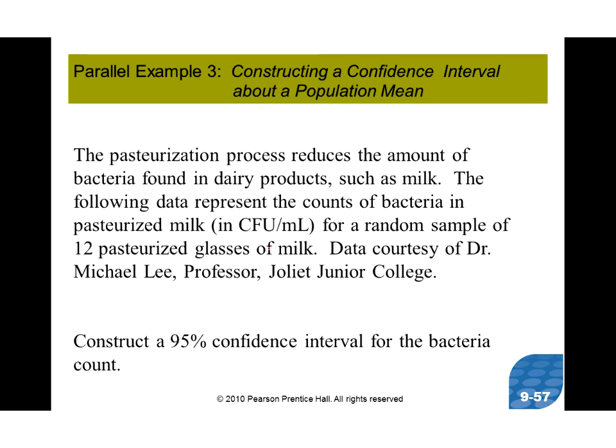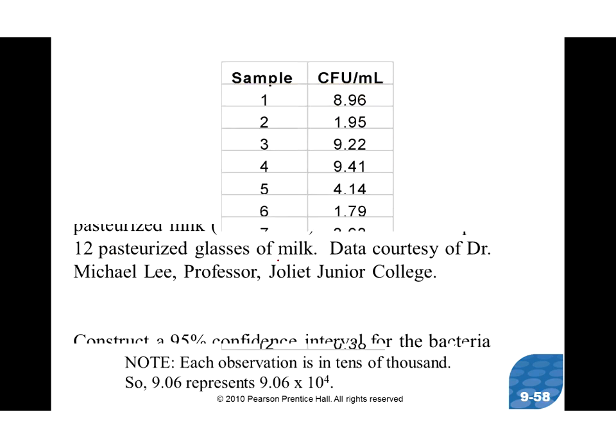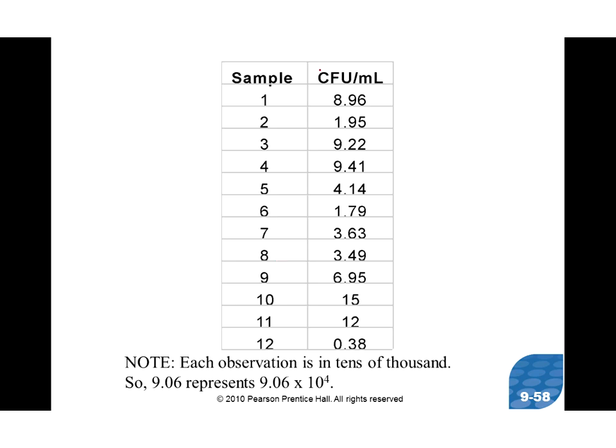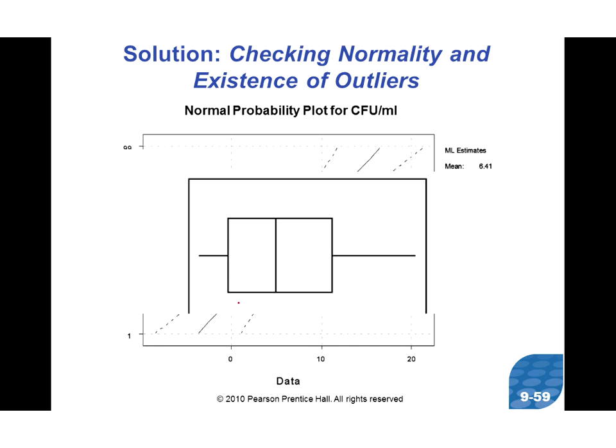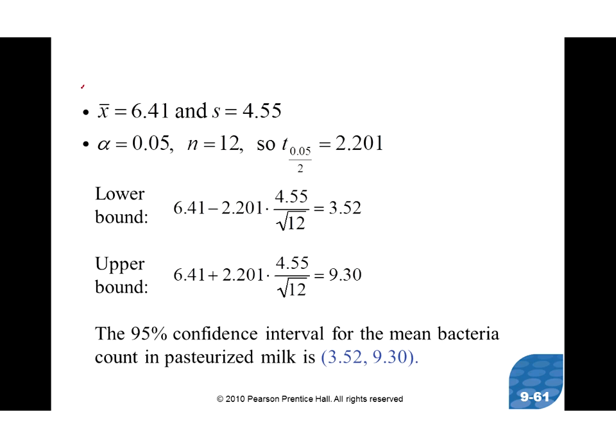Let's do an example. 95% confidence interval for the bacteria count. Pasteurized milk, random sample of 12 pasteurized glasses of milk, and they actually gave us the data. Here's the data. So we're going to need to find X bar. But first, we do a little check to make sure we can use this. So it looks like the distribution is approximately normal. X bar equals 6.41 and S equals 4.55.